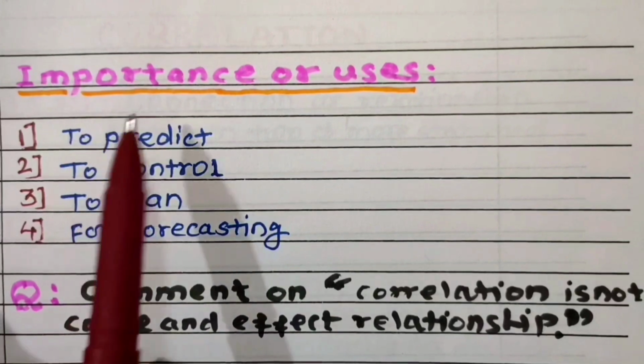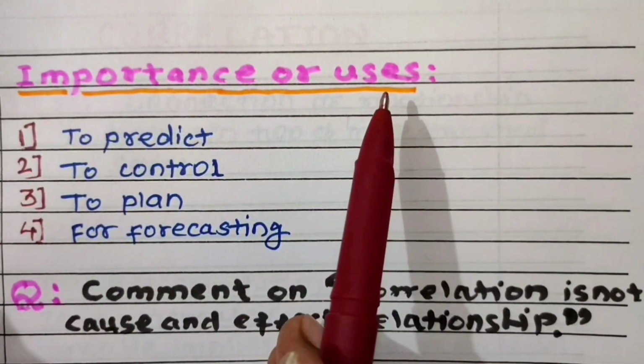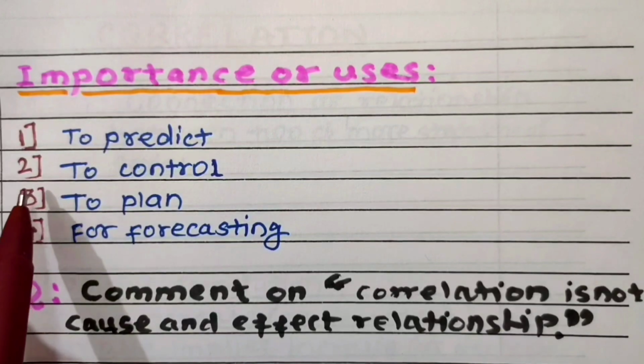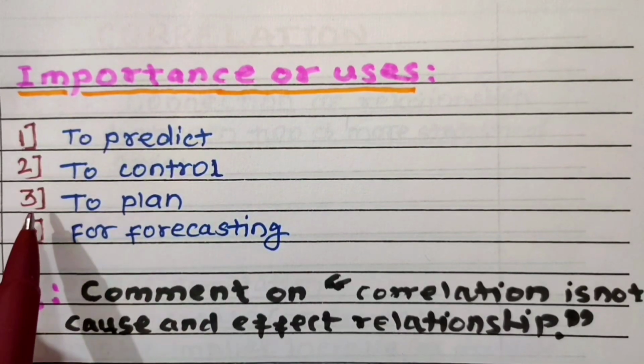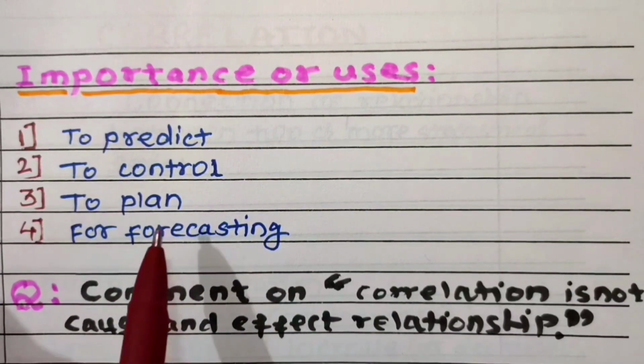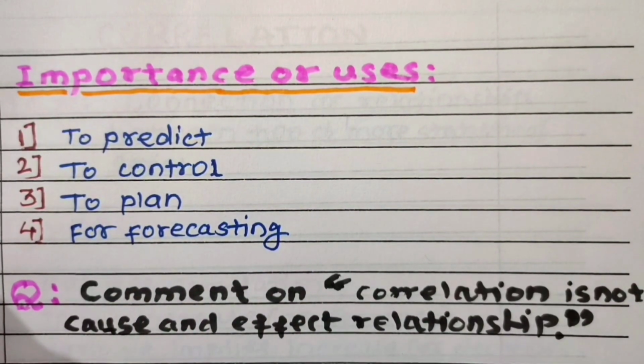Now let us know about importance or uses of correlation. First use of correlation is to predict. Number two, to control. Number three, to plan. And number four, for forecasting. These are four uses of correlation. Let us learn about this question.